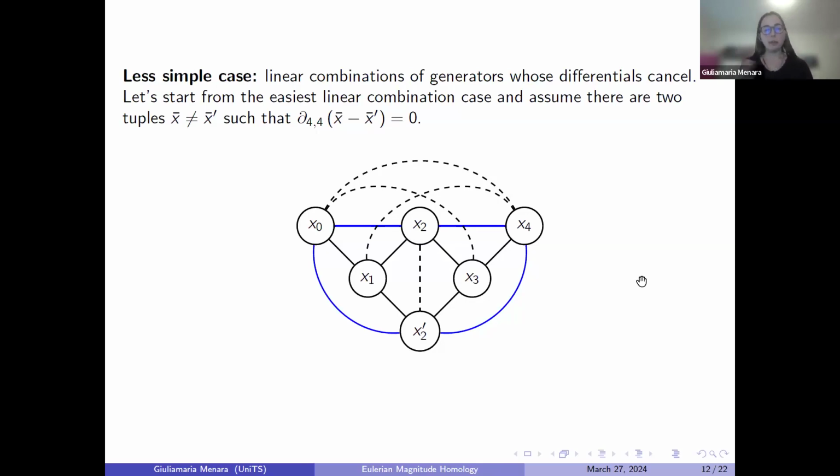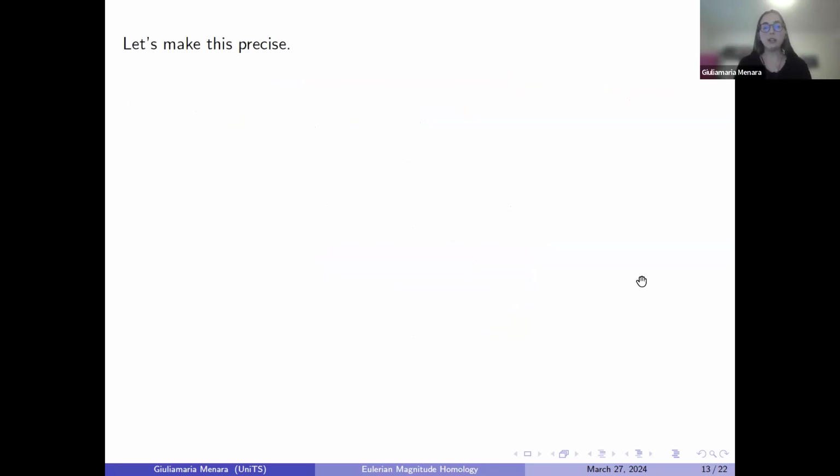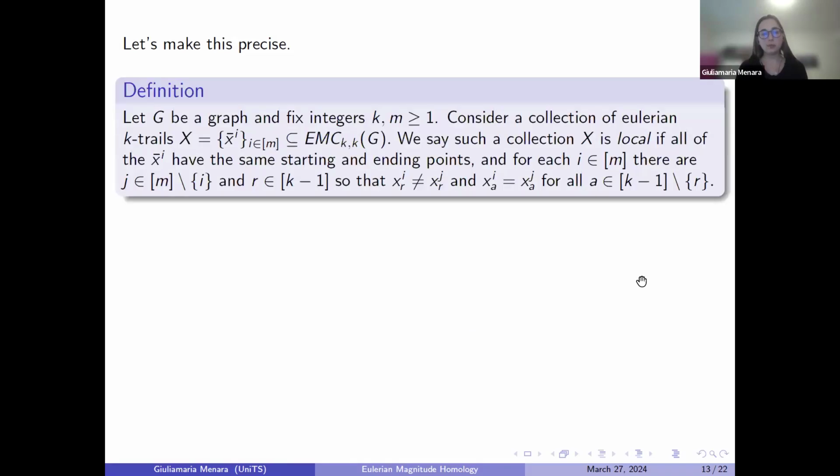Okay, so we have a bit of an understanding of what's going on with linear combinations. We want to generalize this in a precise way. So what's happening when we have a linear combination of m tuples and trails whose differential cancels? So we need a couple of definitions. We need to define what a local collection of trails is. So if we take a graph G and we take a collection of m k-trails, let's call this collection X, then we call this collection local if two things happen.